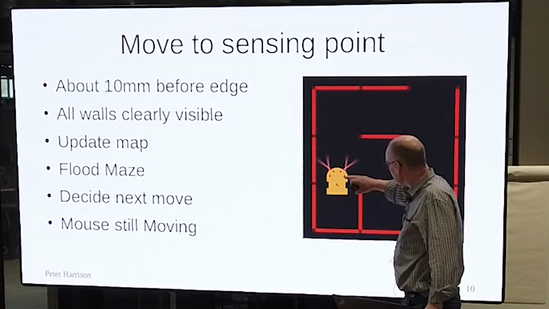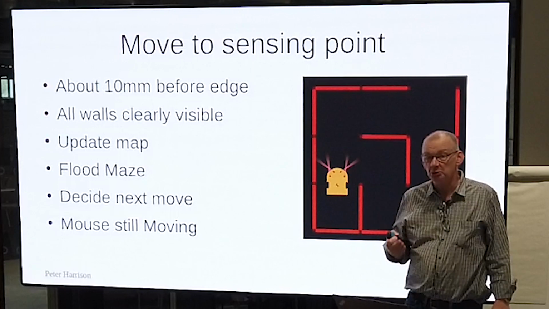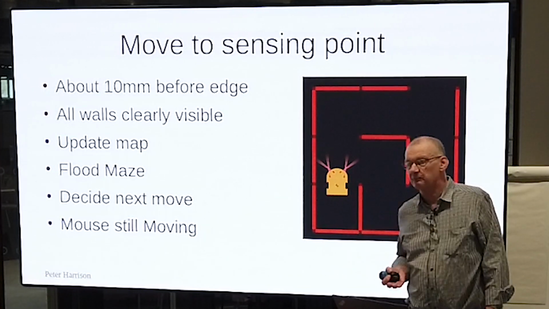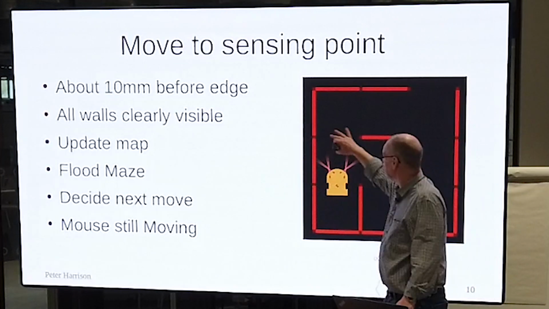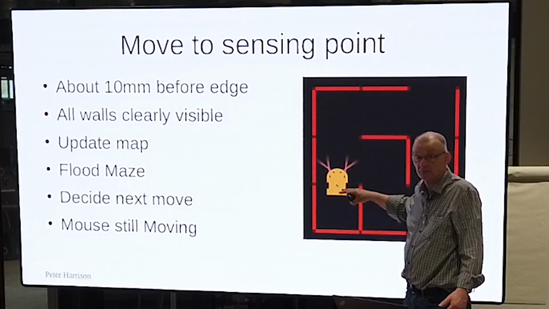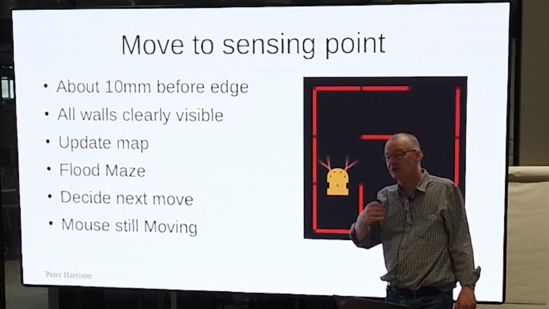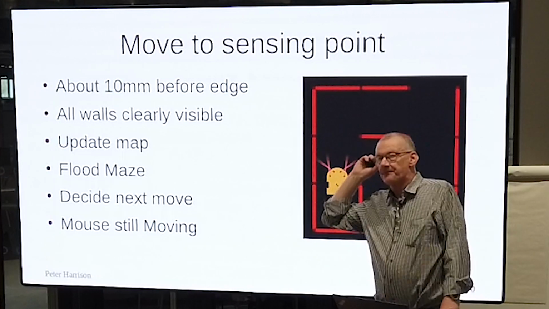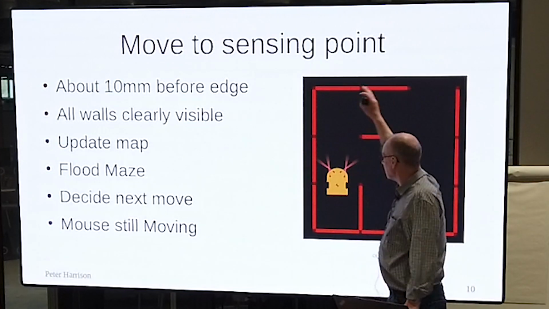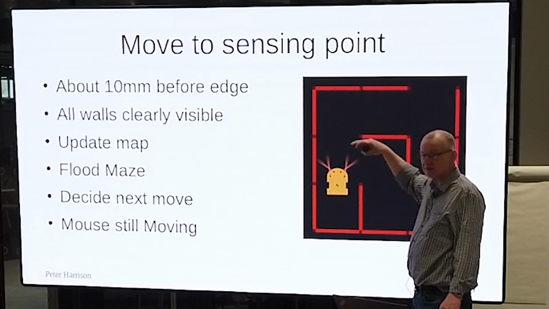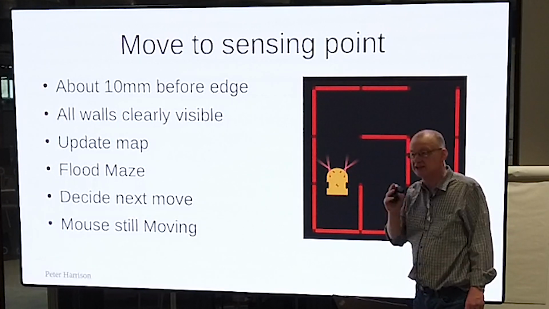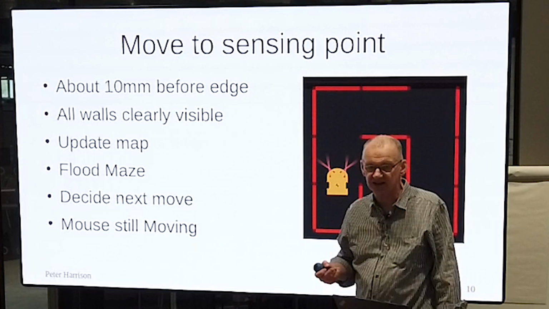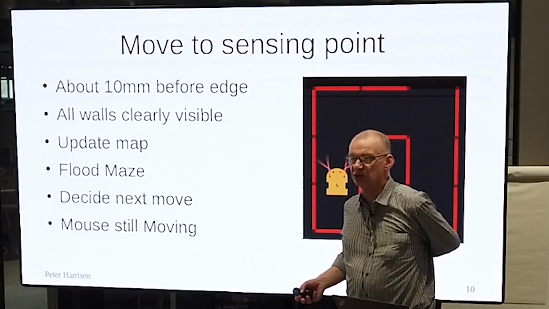So, you're here now. You're still moving, at exploration speed, whatever that might be for your robot. And at this point, the map has probably been changed. It may not, but it's probably been changed. And so now you need to flood the maze. People refer to this as solving, it's a misnomer. This is where you work out what costs there are between here and the goal, and then decide what to do next. Now, deciding what to do next is usually an algorithmic choice.